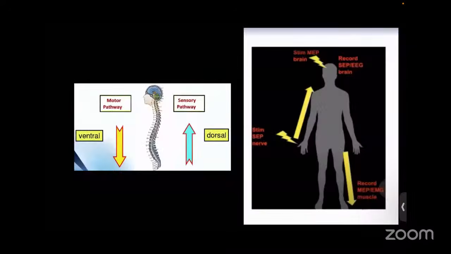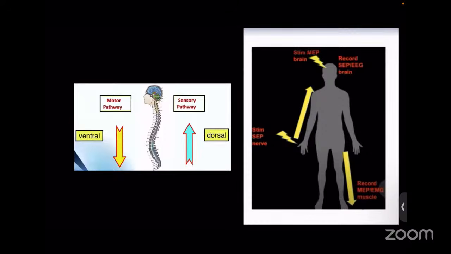Now, this is very important because this is what we base the IONMs on. There's a motor pathway and a sensory pathway, and each path is fixed. It's like, where do you catch the mouse? You know, it's going to enter at a particular place and exit at a particular place.